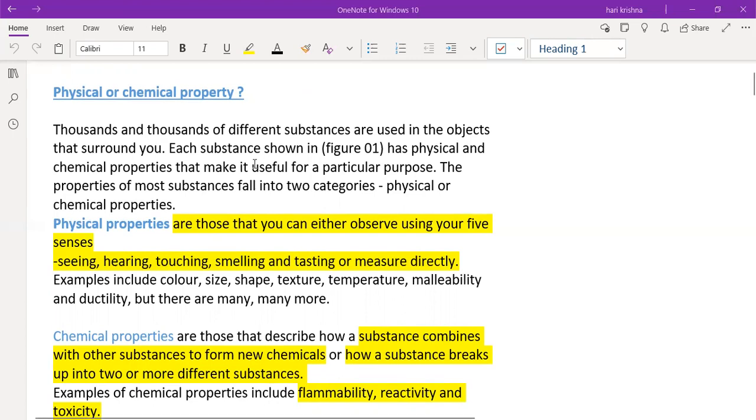So if you take our surroundings, there are a lot of changes that happen continuously. All these changes can be categorized into two. One is a physical change, the next one is a chemical change. Then what is the meaning of physical change?